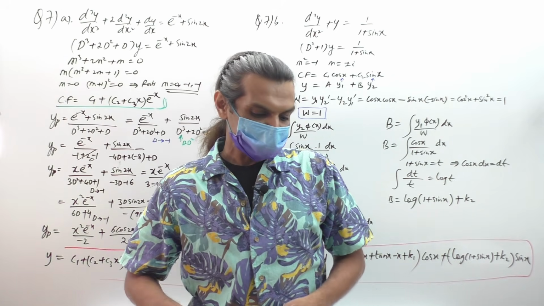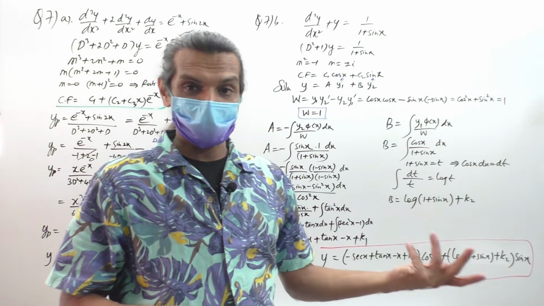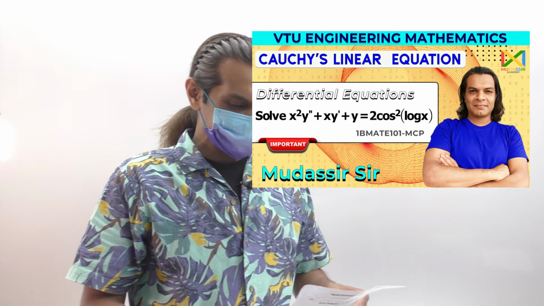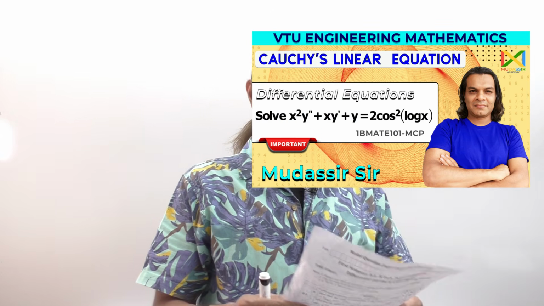Okay, so now as we are done with this module, 7b, let's move on to the next question. The next one is question 7c. Solve x square y double dash plus x into y dash plus y is equal to 2 cos square log x. A question from Cauchy's differential equation. This problem I solved it, so please find the link in the description below.